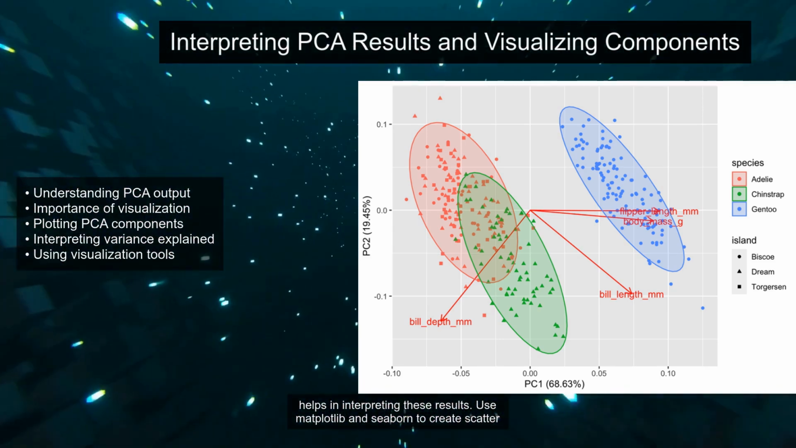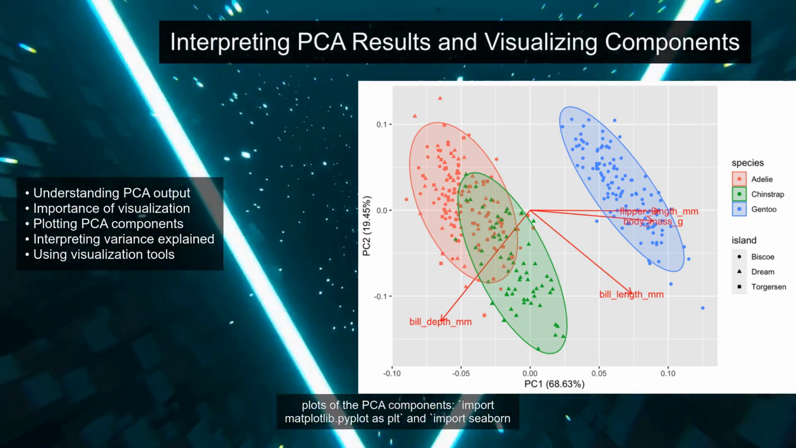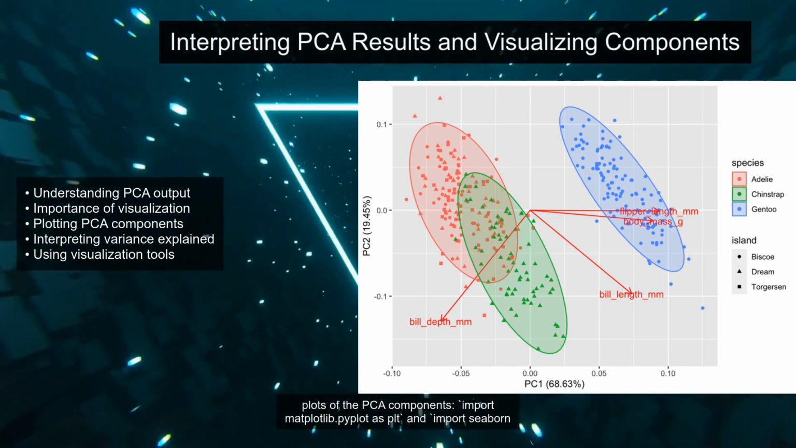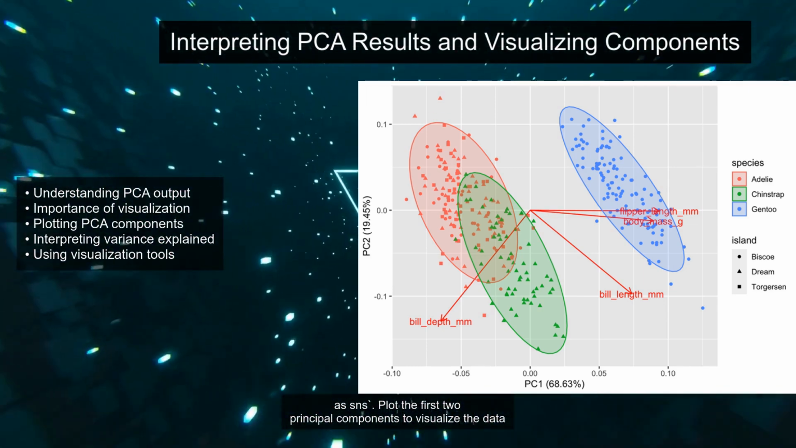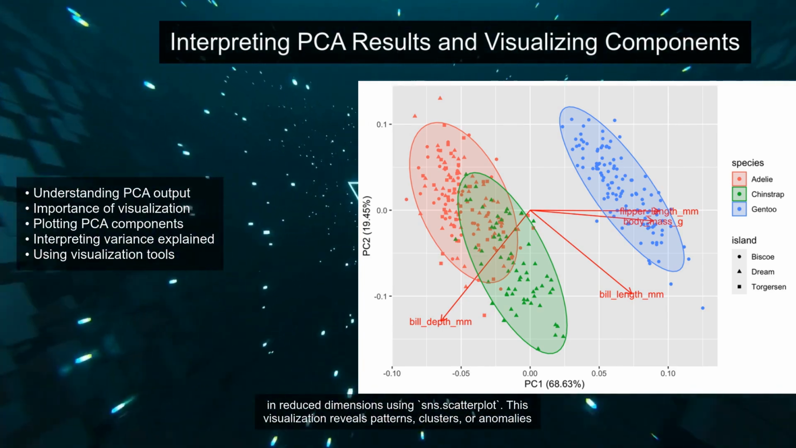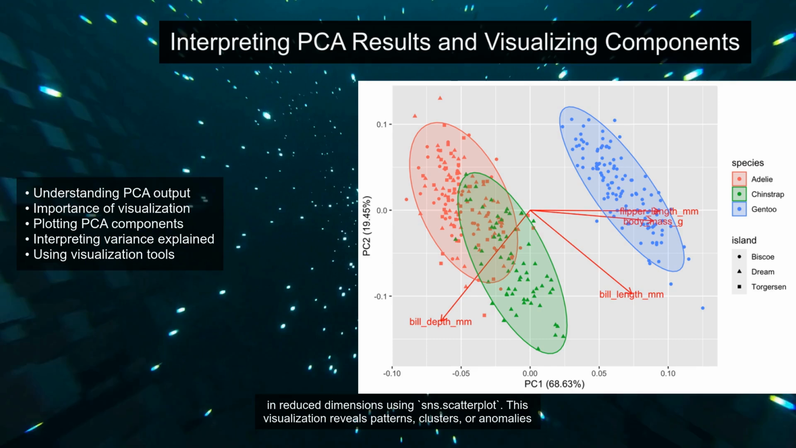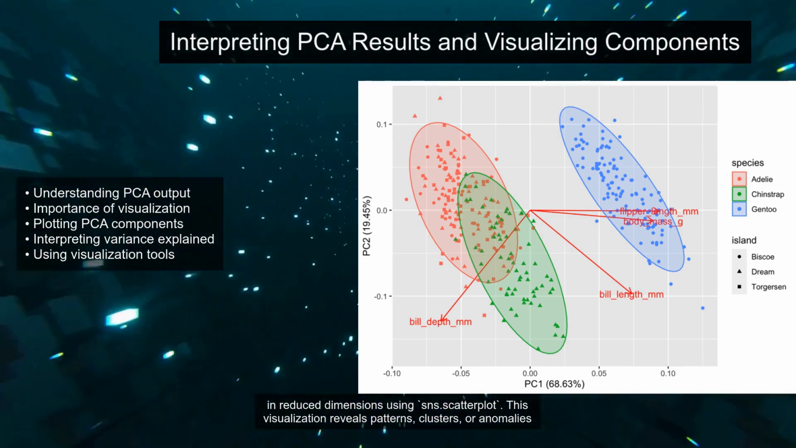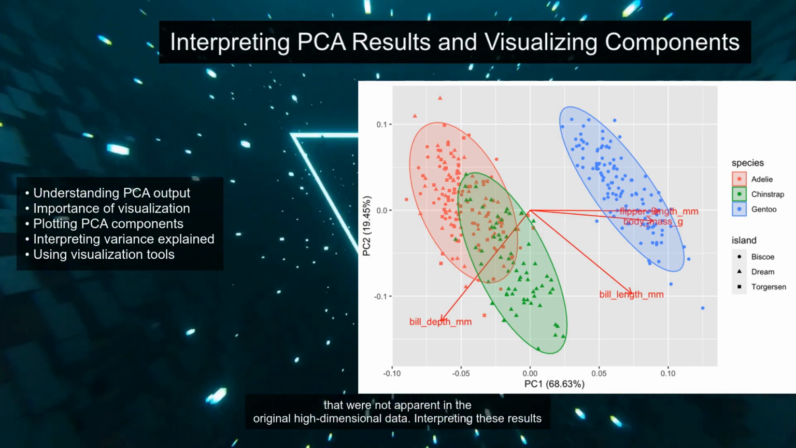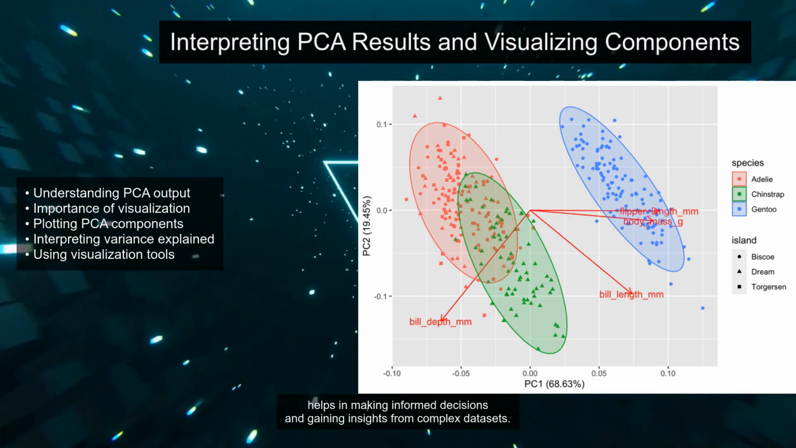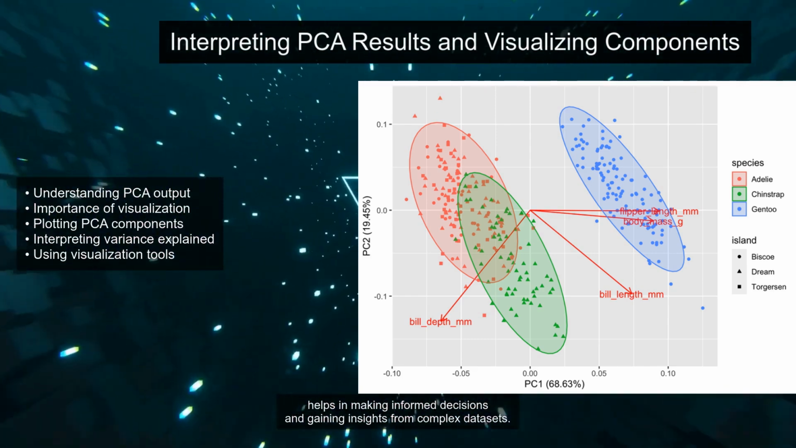Use matplotlib and seaborn to create scatter plots of the PCA components. Import matplotlib.pyplot as plt and import seaborn as sns. Plot the first two principal components to visualize the data in reduced dimensions using sns.scatterplot. This visualization reveals patterns, clusters, or anomalies that were not apparent in the original high-dimensional data. Interpreting these results helps in making informed decisions and gaining insights from complex datasets.